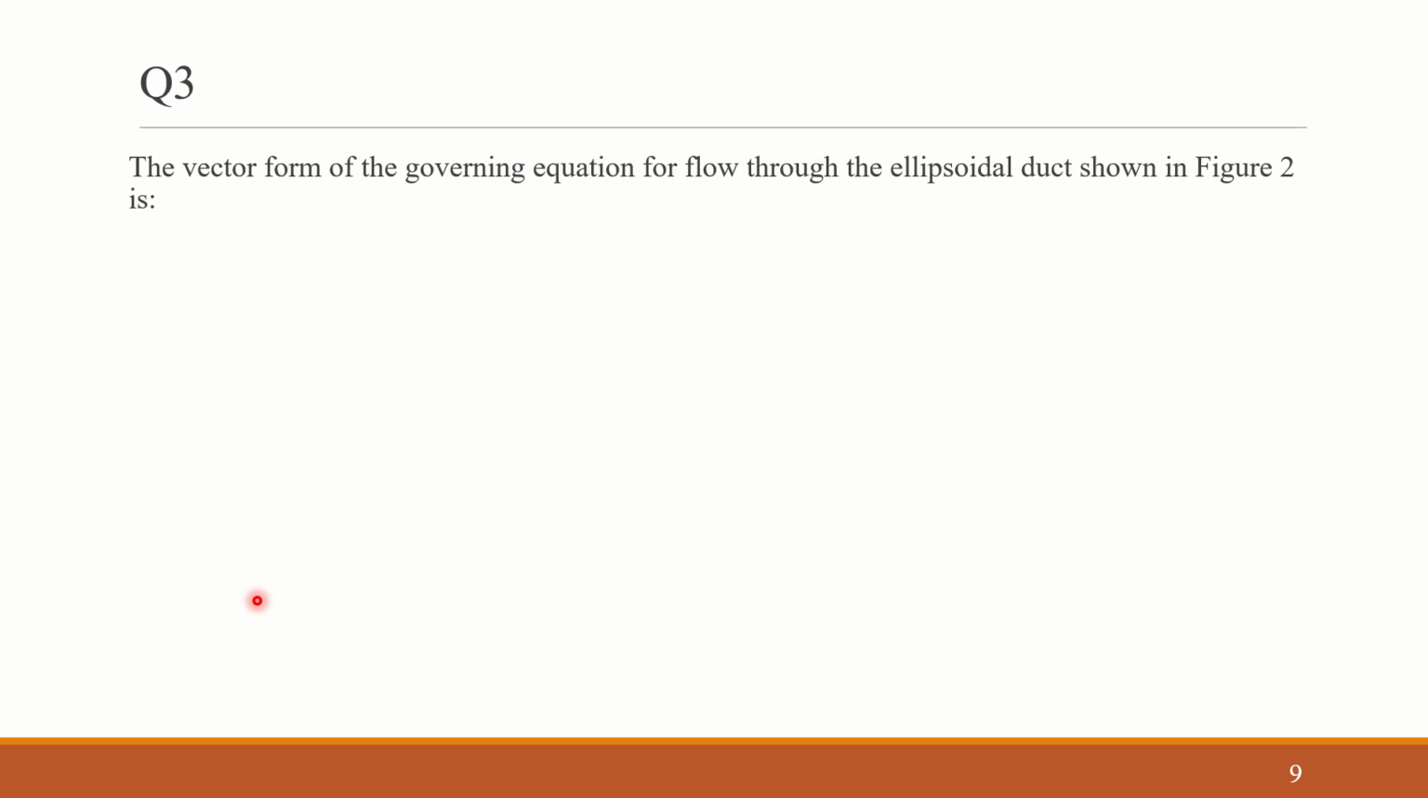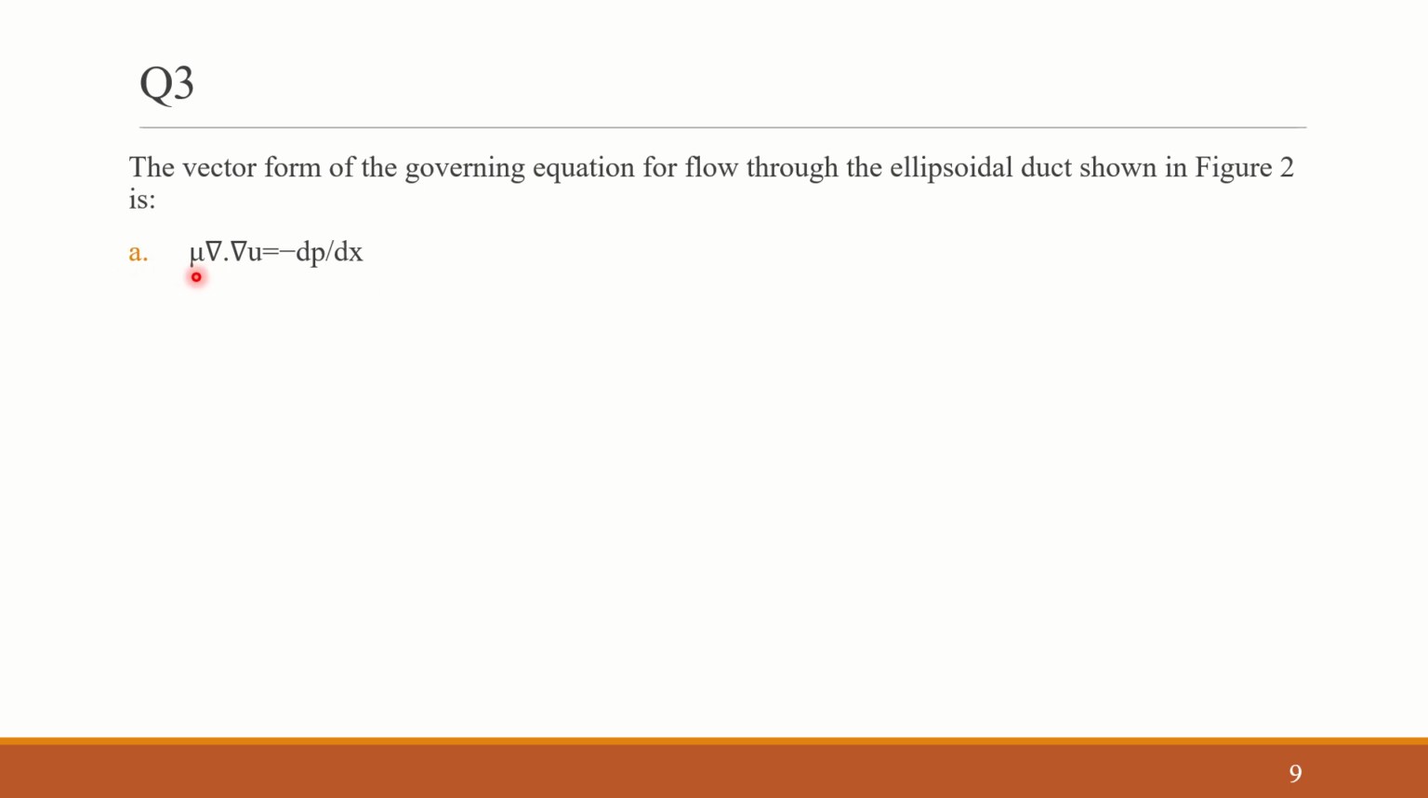Now let us go to question 3. In question 3, what is asked? The vector form of the governing equation for flow through the ellipsoidal duct shown in figure 2 is dash. Now here there is one small thing you need to be careful about in the question. The question is not about the governing equation. It is about the vector form of the governing equation for flow through the ellipsoidal duct. So we'll see the options first.